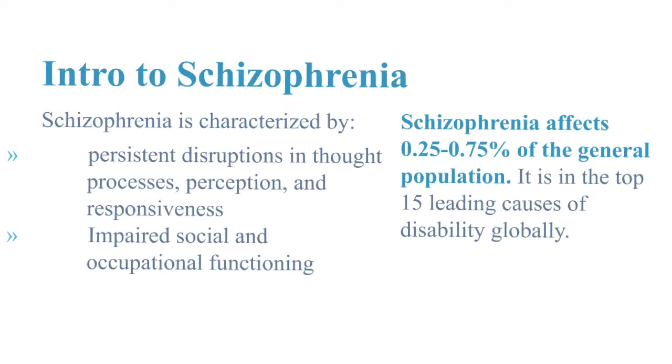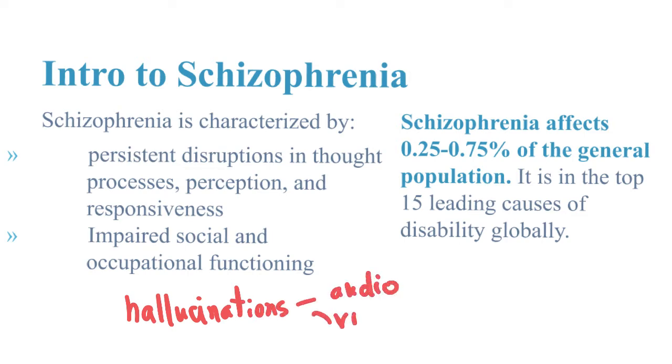Schizophrenia affects about 0.25 to 0.75% of the general population, so less than 1%, but it is in the top 15 leading causes of disability globally. It's characterized by persistent disruptions in thought processes, decreased responsiveness, impaired social and occupational functioning, and oftentimes hallucinations that are both auditory or visual.